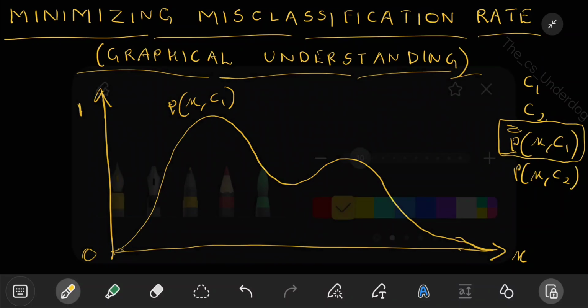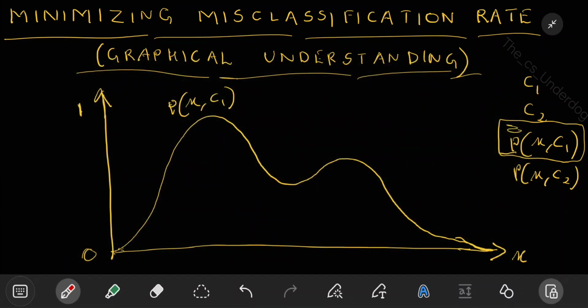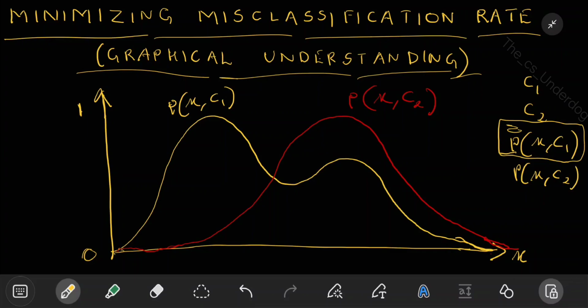Let us now draw P of x, C2. I'll take a different color. I'll take red, and I'm drawing P of x, C2. Let's say it is something like this, it comes like this and goes over and then comes down. This is P of x, C2. I'll mark it as P of x, C2. So here you have two different probability distributions, one of P of x, C1 and the other of P of x, C2.